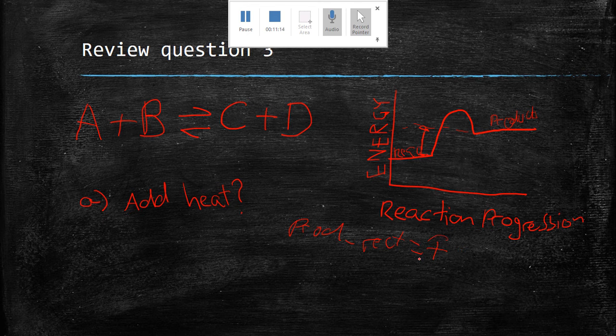So positive delta H means endothermic, which means heat is going to be on the reactant side. So if we add heat, sort of increasing the concentration of this reactant, which is going to tip the scale like that, and we want to put more on this side to balance it out, so it's going to shift to the right.